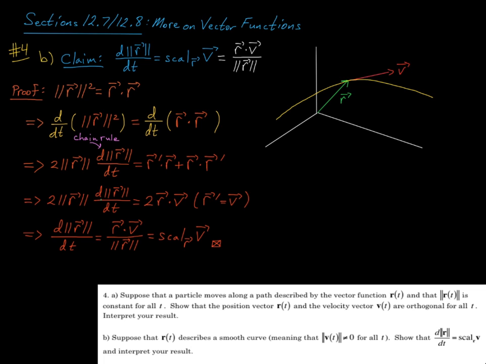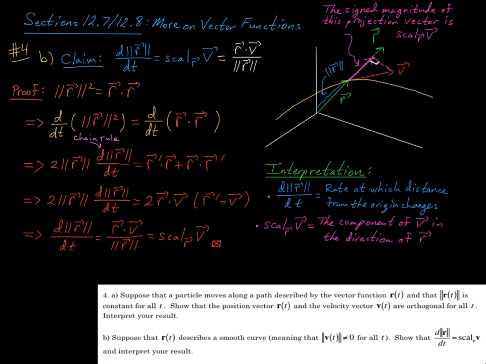Now if we divide both sides of this equation by 2 times the magnitude of R, we find that the derivative of the magnitude of R with respect to time is R dot V divided by the magnitude of R, which, as we noted up here, is equal to the scalar projection of our velocity vector onto the position vector. And that's the end of the proof. Alright, very nice. So now let's interpret the result.